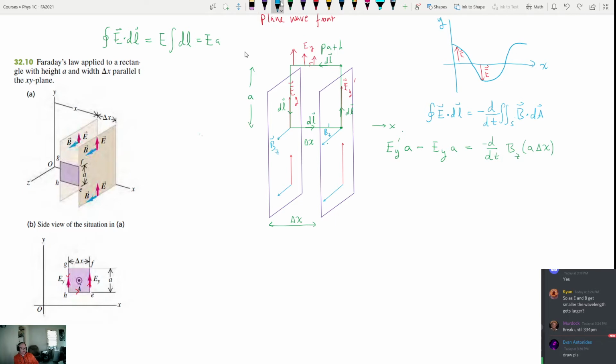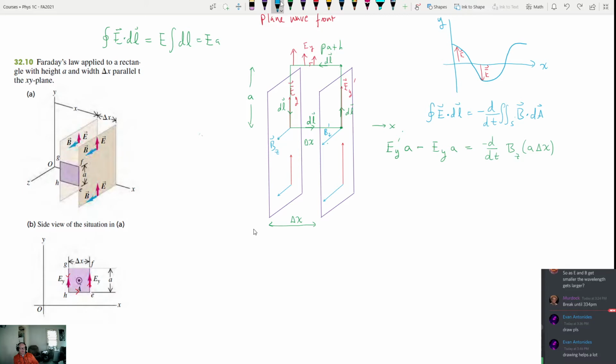We're done with the physics, if you can call it that. This is a very mathematical derivation. So before I move on, does anyone have any questions? Can you see how the left-hand side of the equation becomes EY prime A minus EYA? And can you see how the right-hand side of the equation just becomes B times area, right? Okay.